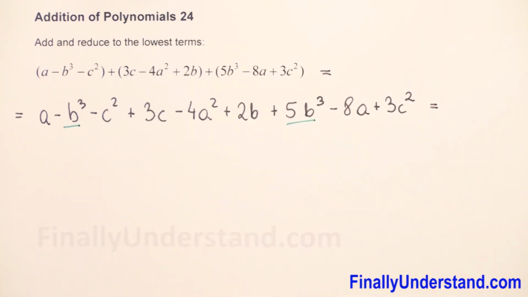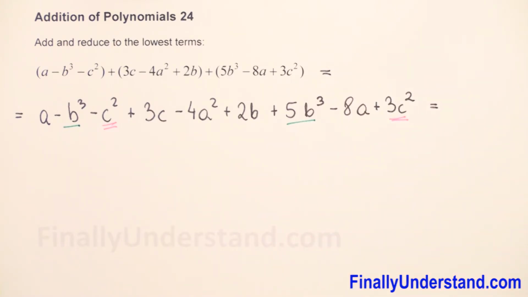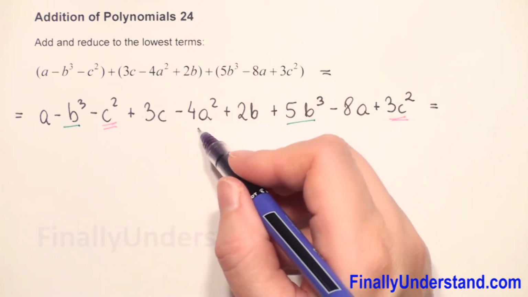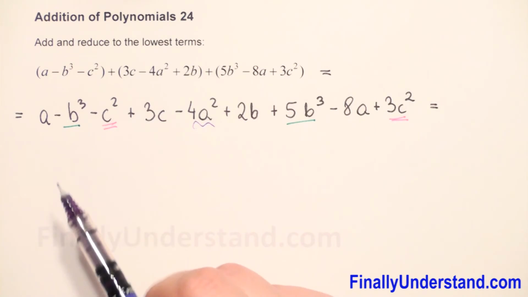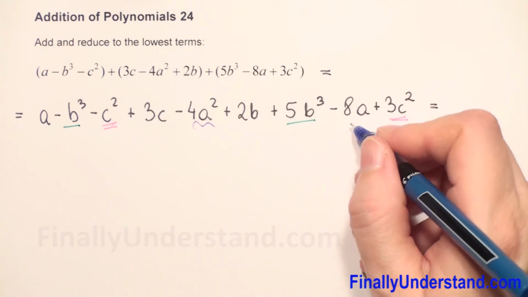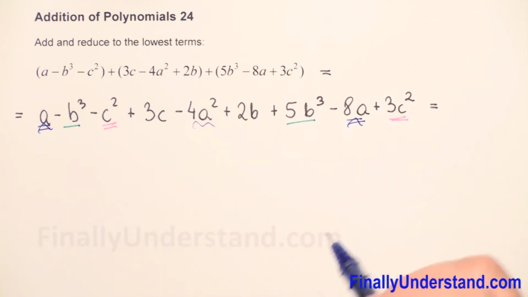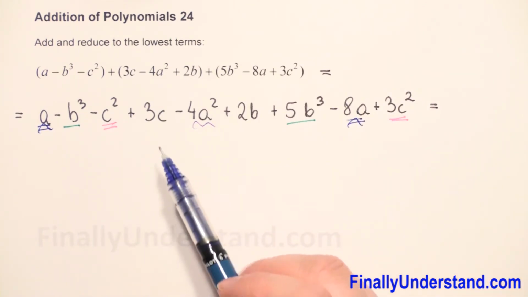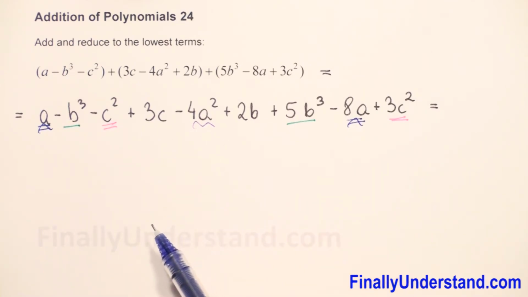Next we have c squared and 3c squared. We have a squared, only 1. And what else? We have a and negative 8a. And we have 3c and 2b. They are different terms, so we have to just rewrite them.